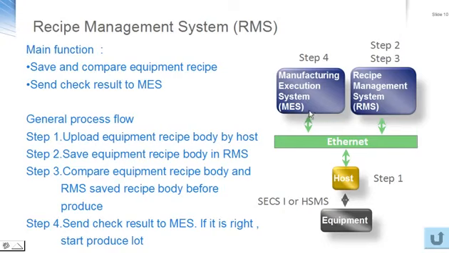If it is right, start process lot. That will make your yield better. Sometimes the engineer changes the recipe in the equipment, but he does not know whether the equipment recipe is right or not. Okay, now we can use the RMS system to check.